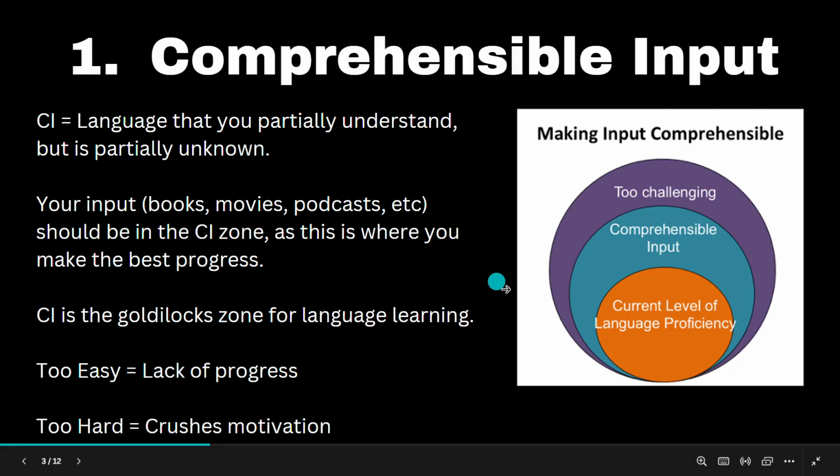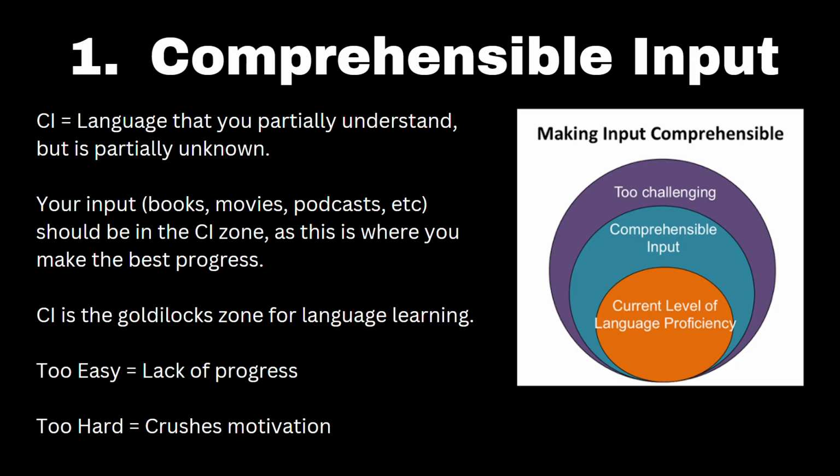So number 1, comprehensible input. You might have heard this before, it does get used a lot in language learning. If you haven't heard it before, don't worry about it because I'm going to explain it. So comprehensible input is basically language that you partially understand but is partially unknown.